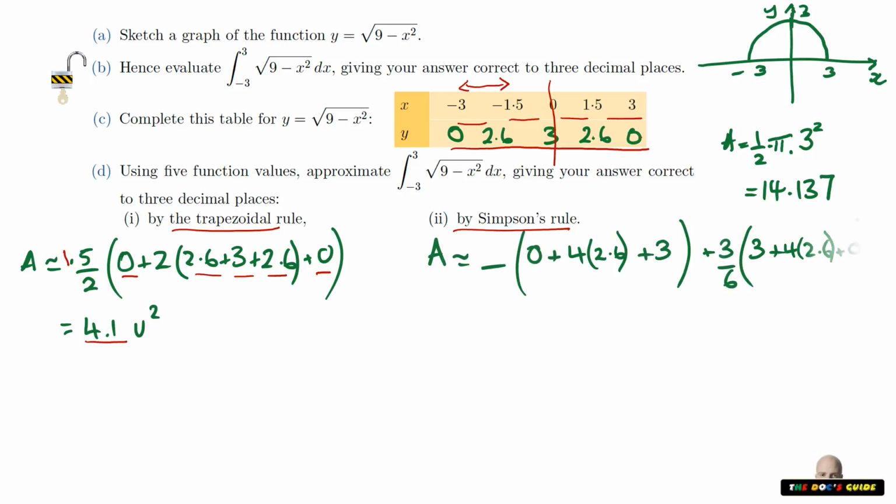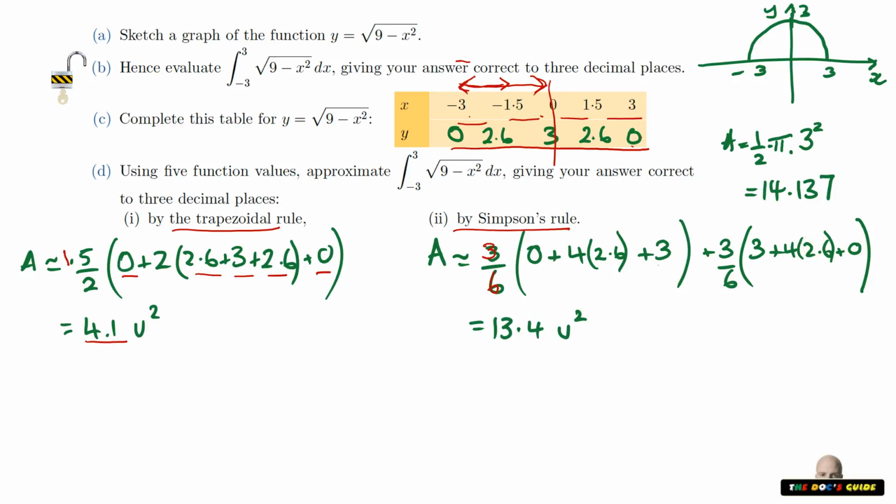And then by Simpson's rule, it will be 2 applications. So I don't know what happened to my pen here. So that should be 3 on 6 there. 0 plus, so f of minus 3, 4 times the midpoint, and then 3. And then the same thing, the strip width, sorry, not the strip width, the application width, which is 3 on 6 outside of 3 plus 4 times that plus that.